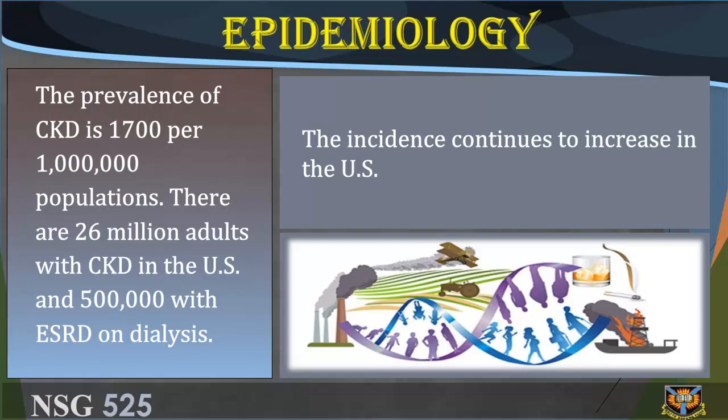Epidemiology. The prevalence of chronic kidney disease is 1,007 per 1 million population. There are 26 million adults with chronic kidney disease in the US and 500,000 end-stage renal failure on dialysis. The incidence continues to increase in the US.